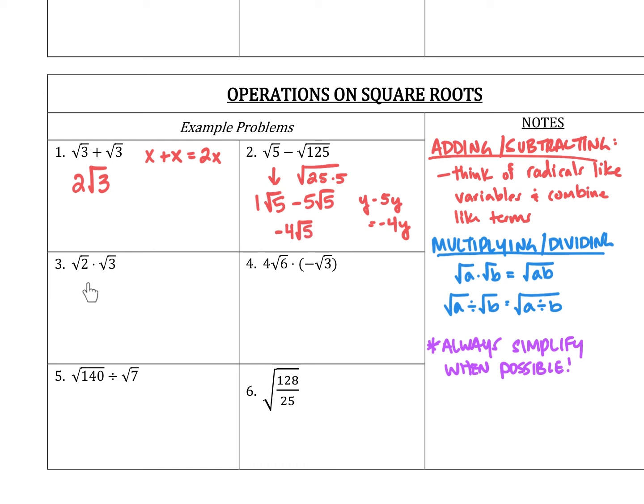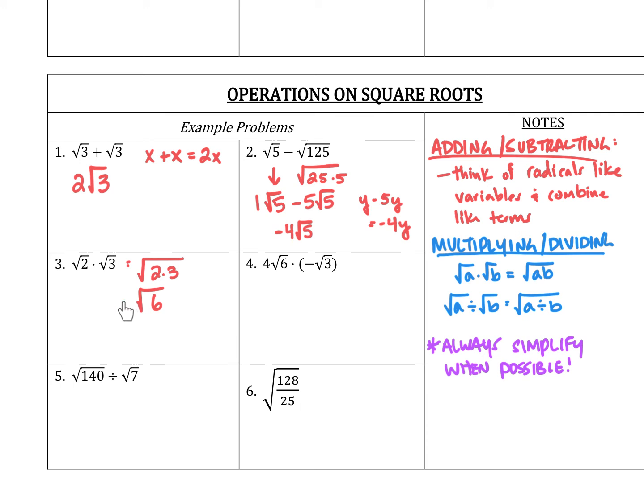Now, in the next few examples, we're going to be multiplying and dividing. Starting with number 3 here, I'm just multiplying the square root of 2 times the square root of 3. And so I'm just going to use this property here that says if I do the square root of a number times the square root of another number, I can say this is the square root of those two numbers multiplied together. And that's going to be the square root of 6. And then that's as simple as I can get.